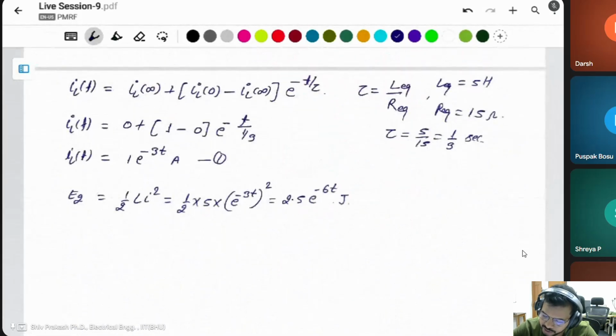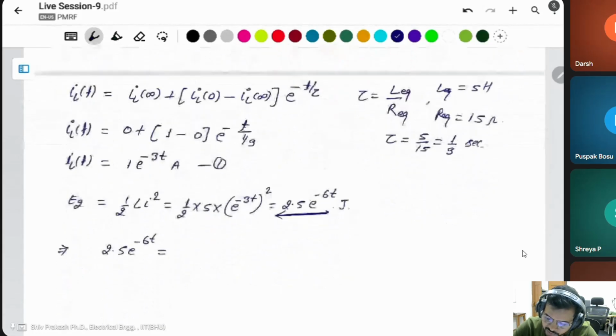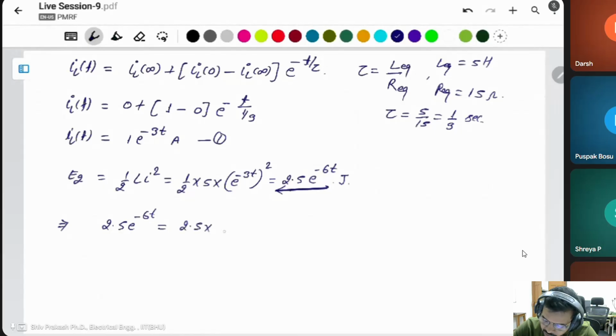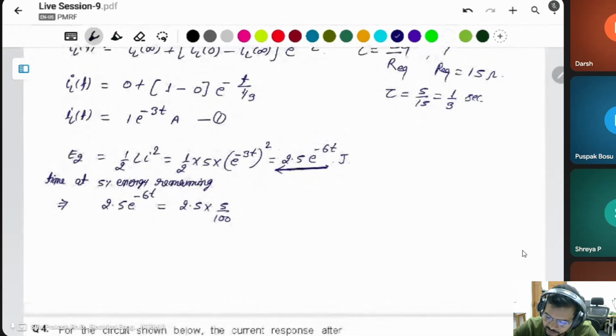Okay, this is the energy equation. That means the remaining energy is 5%. Then 2.5 e to the power of minus 60 is equal to 5% of the whole initial energy. Initial energy is 2.5, then 5%, 5 by 100. Time at 5% energy remain.